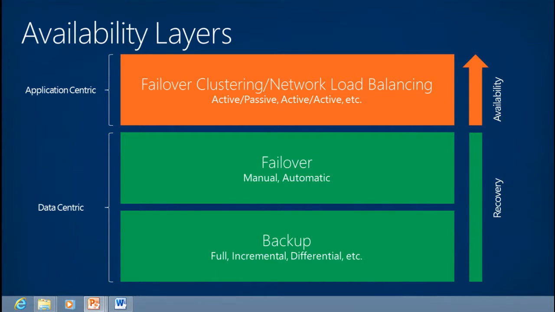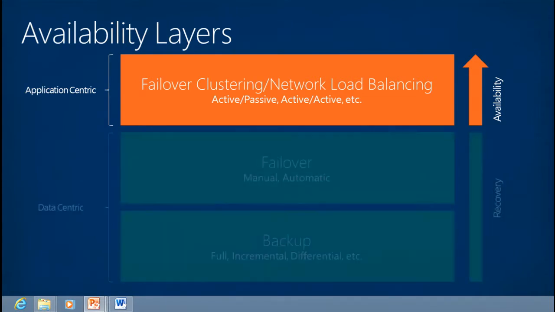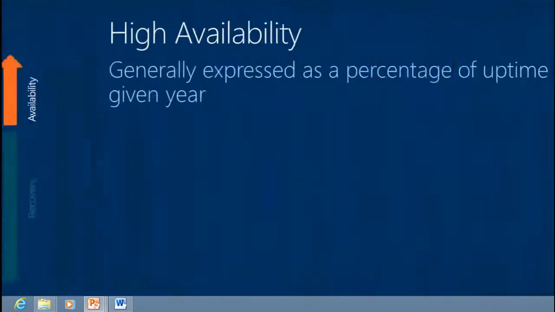There's the use of failover clustering if you're thinking about distributing a cluster across geographics or even across data centers. Those are largely recovery-based solutions. What we're going to talk about today are the application-centric solutions, which is load balancing, active-passive type scenarios, active-active type scenarios. What is high availability in general?